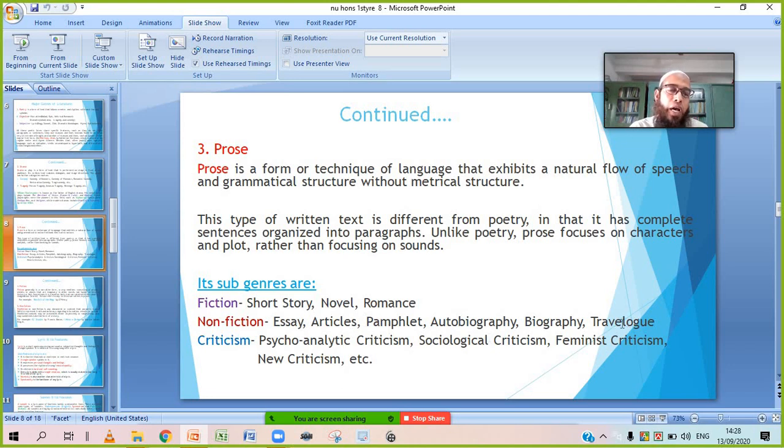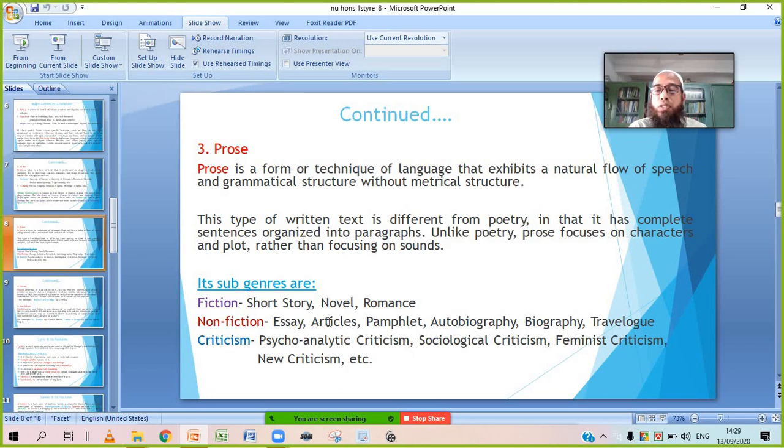Travelogue means the story regarding a journey, traveling. So the story of traveling is called a travelogue. Biography means the life story of a person. Autobiography is the life story of a person written by that person himself or herself. A pamphlet is a short book that expresses contemporary events or social events. It may sometimes be ridiculous or satire.